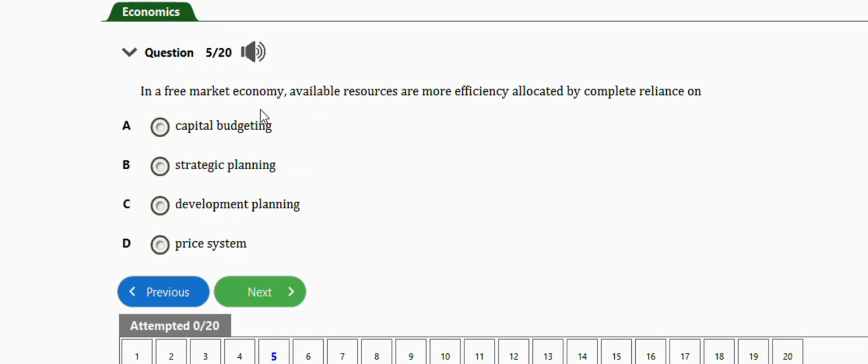It says in a free market economy, available resources are more efficiently allocated by complete reliance on: capital budgeting, strategic planning, development planning, price system. The right answer is option D, which is price system. This question is this one.